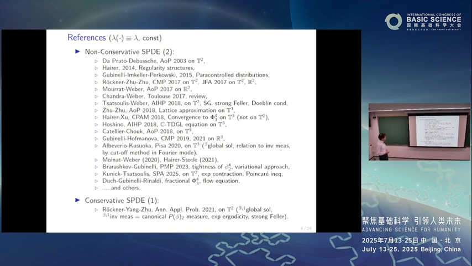I just picked up many references for the non-conservative case. Maybe there are more, but it was started, I think, by Da Prato and Debussche in 2003 on the torus case, and then Martin Hairer, Gubinelli and others introduced a new theory around 10 years ago. The 3D case can be studied using these new technologies. Also Tsatsoulis and Weber studied it and proved the uniqueness of the invariant measure on the torus. Mourrat and Weber discussed it on R2, but these are all non-conservative cases. And they don't put a lambda, therefore lambda should be constant.